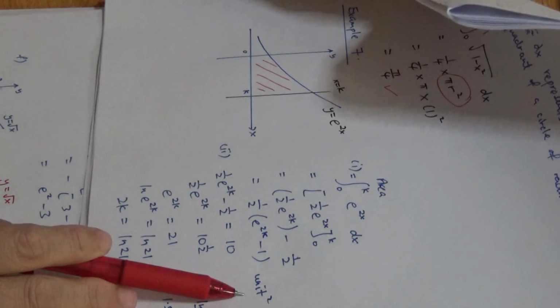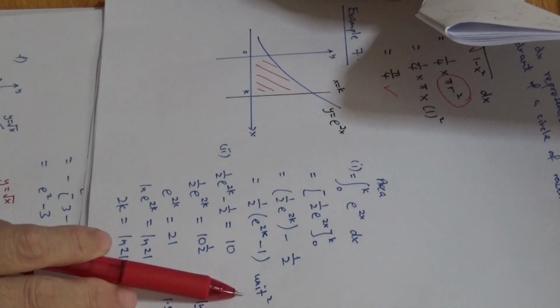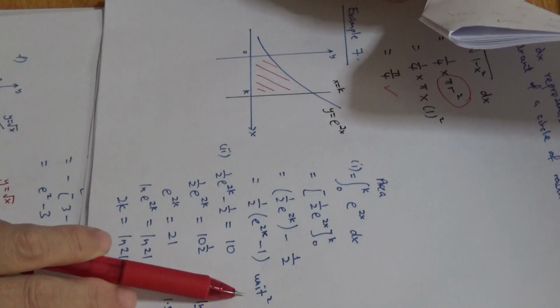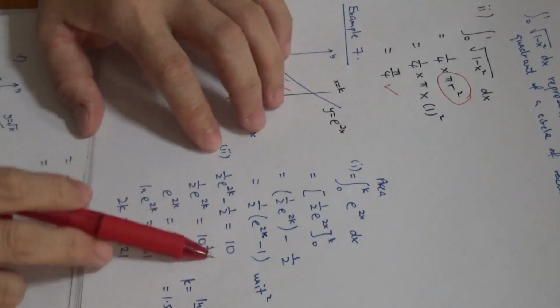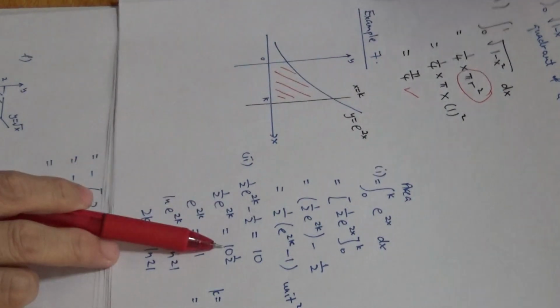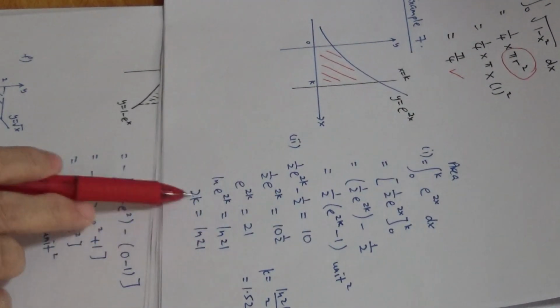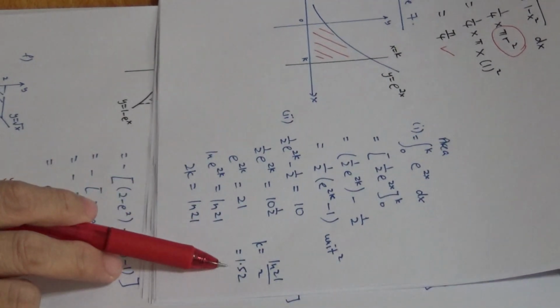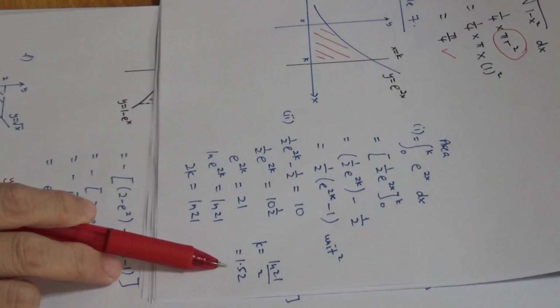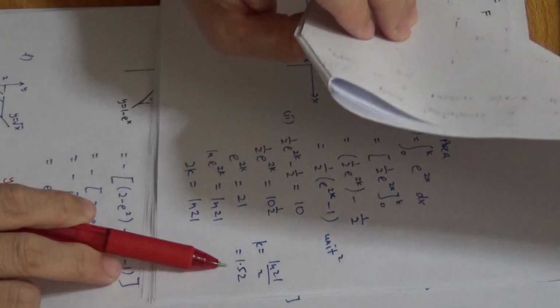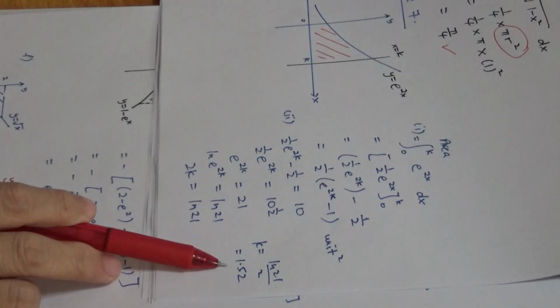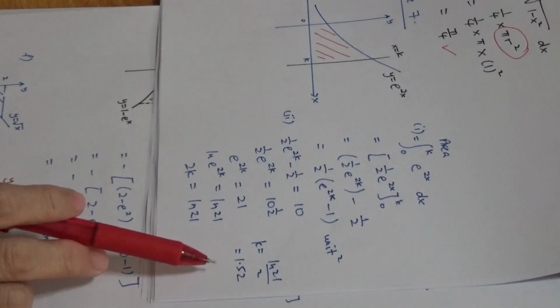I plug in k, I plug in 0, I will get this answer for part 1. Now part 2, given that the area of the shaded region is 10 square units, find the value of k correct to 3 significant figures. We know that this is 10, so we manipulate, we take ln on both sides, and we calculate the answer. It will be 1.52 corrected to 3 significant figures. Alright, that will be your example 7.